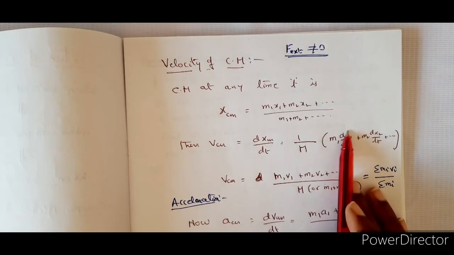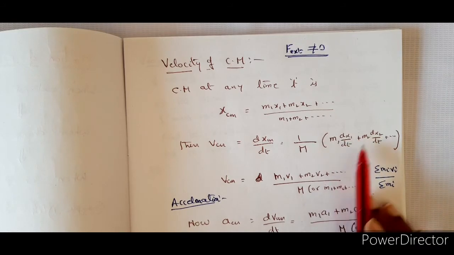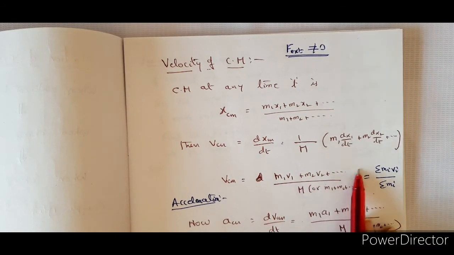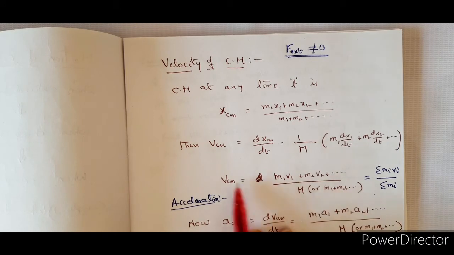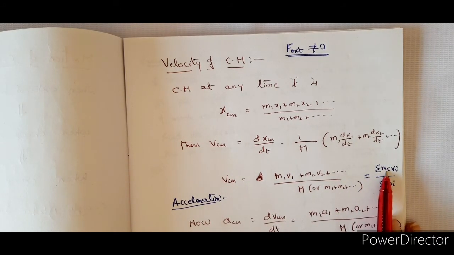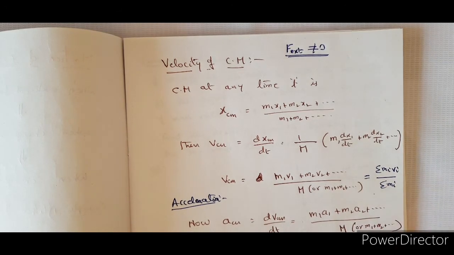Right. So now the respective particles also will have their own velocities v1, v2, v3, and so on. So m1 v1 plus m2 v2 plus so on, divided by capital M, or the sum of the masses of all the particles, is VCM. Or VCM can be written as summation sigma mi vi by sigma mi. Right? Very clear, very easy, very simple, very direct.